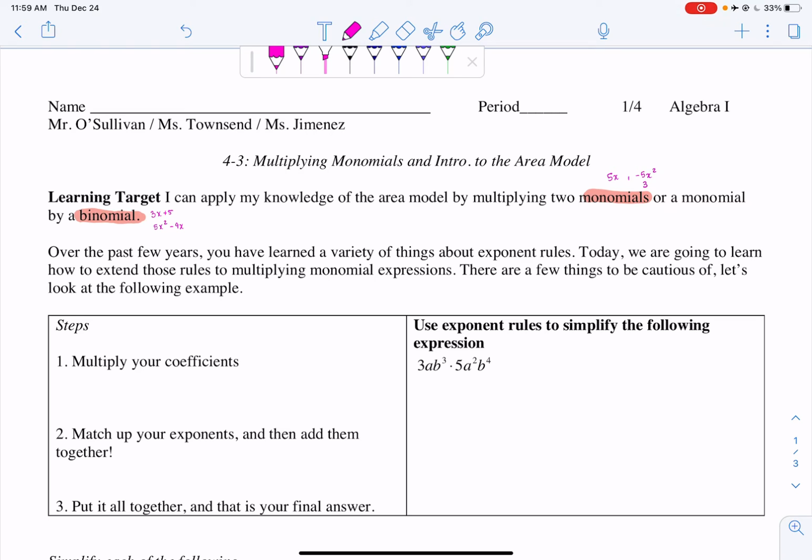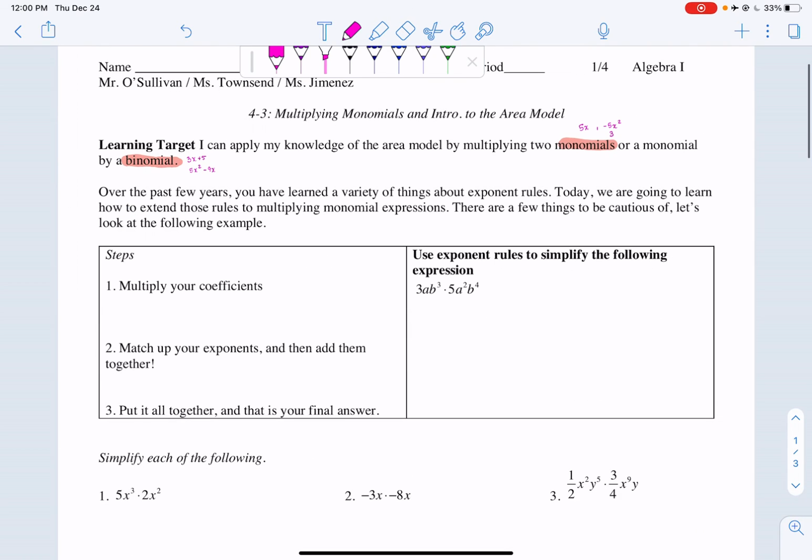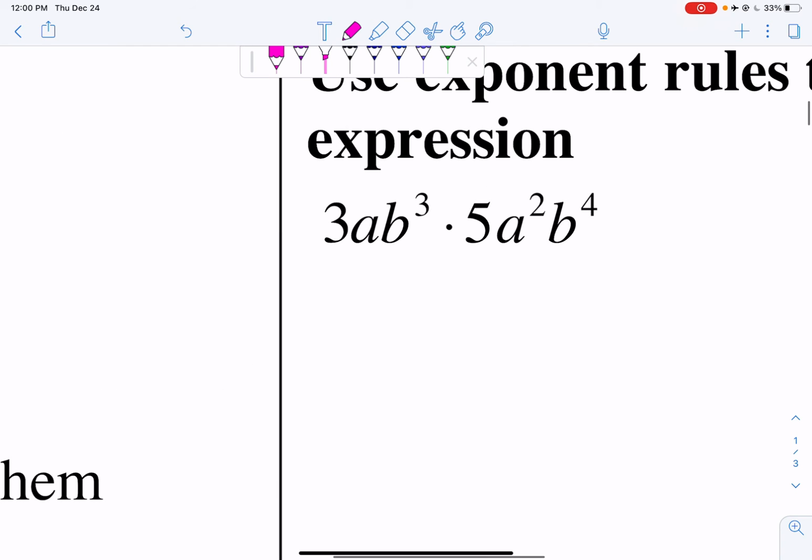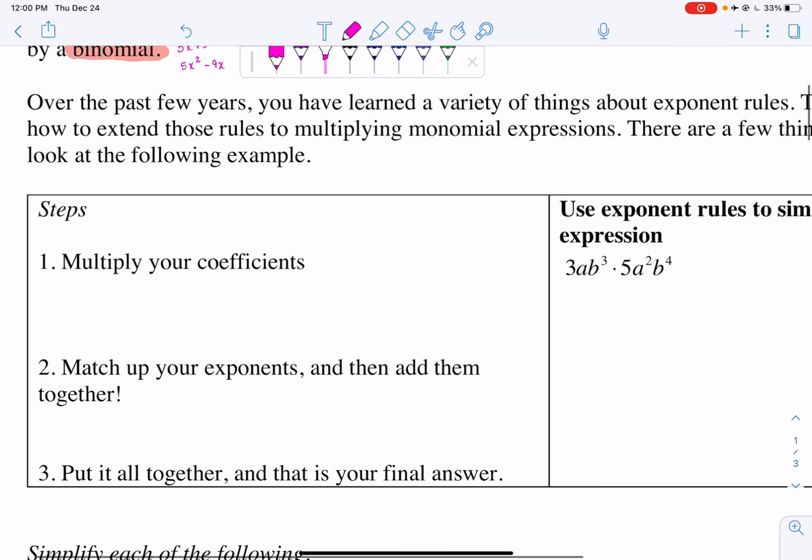So the steps for every monomial times monomial problem is the exact same. Step 1, you multiply your coefficients. Remember, the coefficients are the numbers attached to your variables. They're not the exponent, they're the numbers in front of our variables. So they're sort of like our base. So we're going to use exponent rules to simplify this expression, 3ab to the third power times 5a squared b to the fourth.